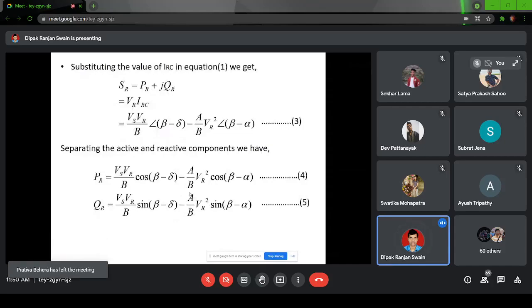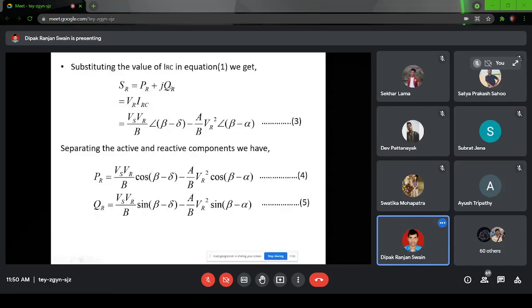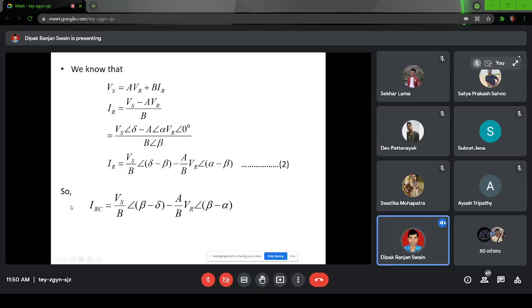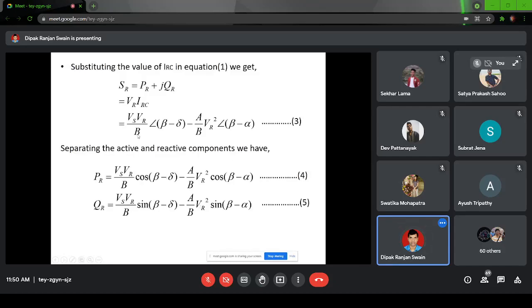Now if I put that in the equation of power SR, VR will be multiplied, and VR is the reference at an angle 0, so there is no change in the angle, only VR is multiplied in the magnitude of each of the quantities. So here VS VR by B, and VR square will be there for the second term. If you remember, in the alternator we derived the power equation, and this equation is similar to that one. Now this is the complex power.